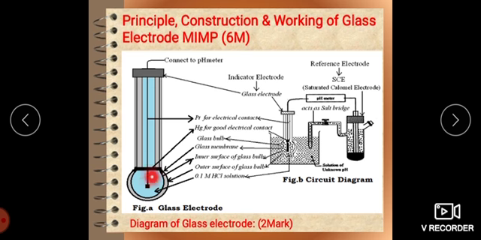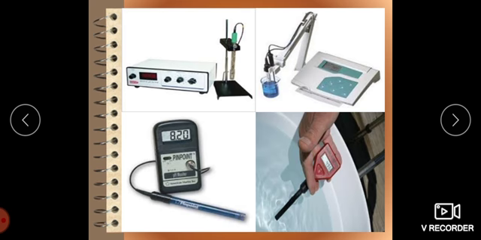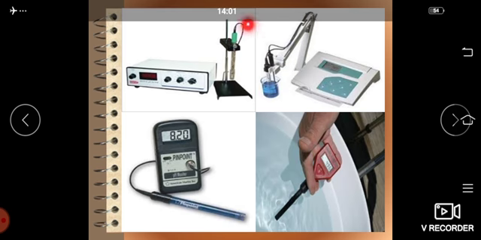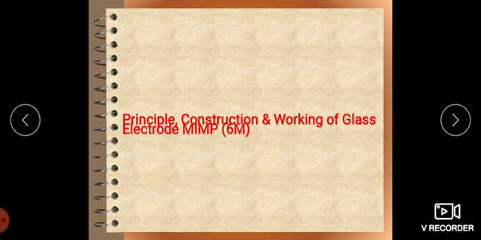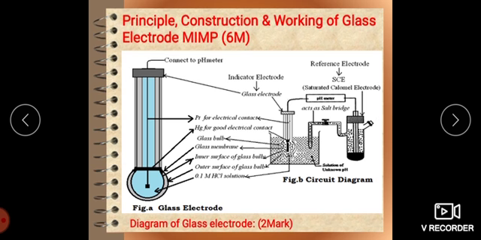Here the glass electrode looks like this. We can have the image like this. Here it is a glass electrode. But the glass electrode construction is like this. The glass electrode has a small bulb which is very sensitive, having two layers, inner layer and outer layer, and that bulb is filled with 0.1 molar HCl solution.